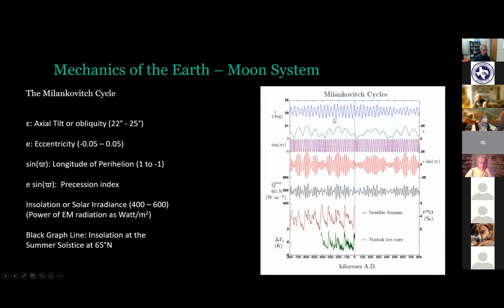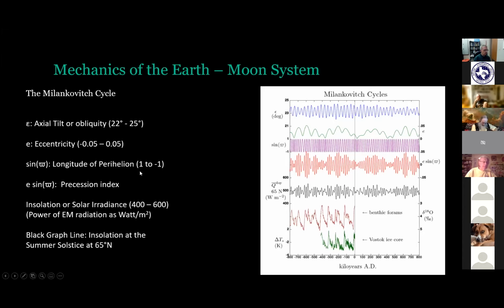So this, of course, represents the change in the axial tilt. This is the change of the eccentricity, so the Earth's orbit will wobble. Negative, of course, deals with errors in the formula, but technically it goes from 0 to 0.05. The reason why it's negative is because you can flip the position of the current position of the perigee and the apogee.